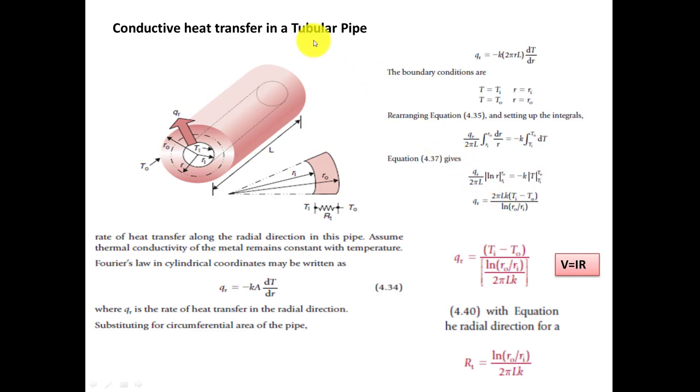The story will remain the same, but the only difference is that here we will put the area of the cylinder, or the tubular pipe. Here it has been shown there is a tubular pipe of length L. Its internal radius is Ri and outer radius is Ro. The average radius is R. Okay. So we will determine how the heat is transferred in the tubular pipe.